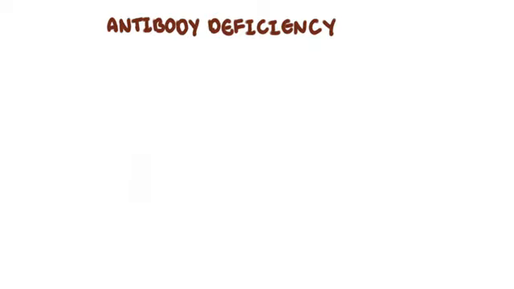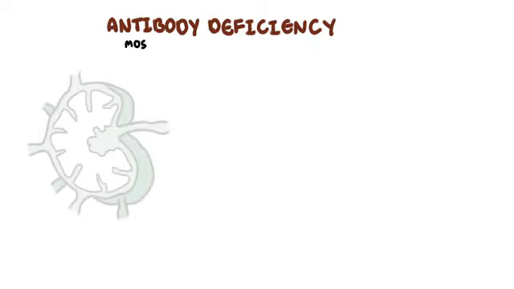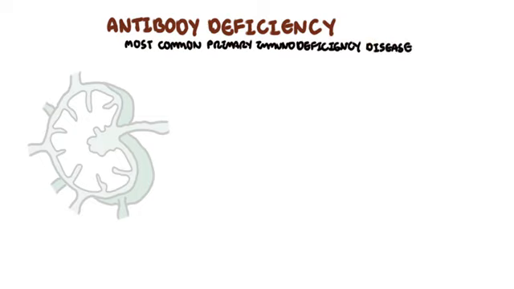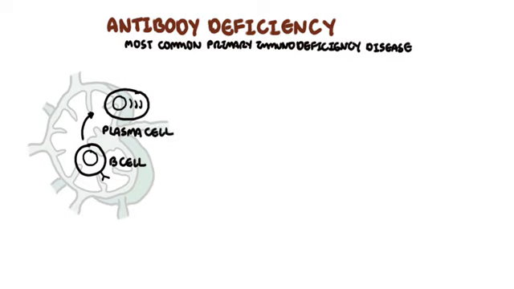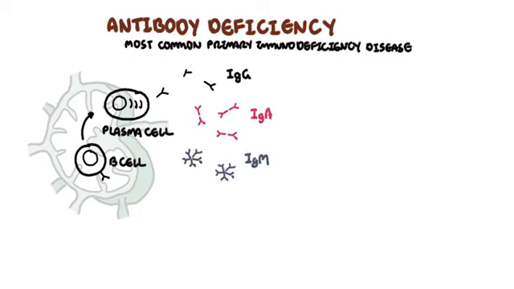Antibody deficiencies encompass the most common primary immunodeficiency diseases. B cells differentiate into plasma cells, and the plasma cells are the ones that produce antibodies or immunoglobulins, such as immunoglobulin G, IgG, immunoglobulin A, and immunoglobulin M. So antibodies have a few functions.